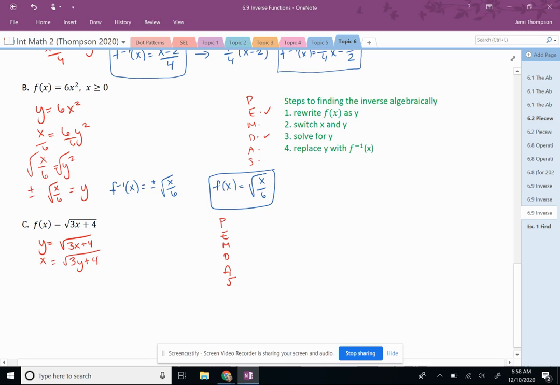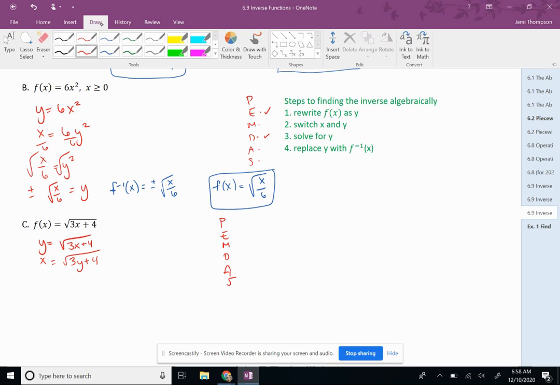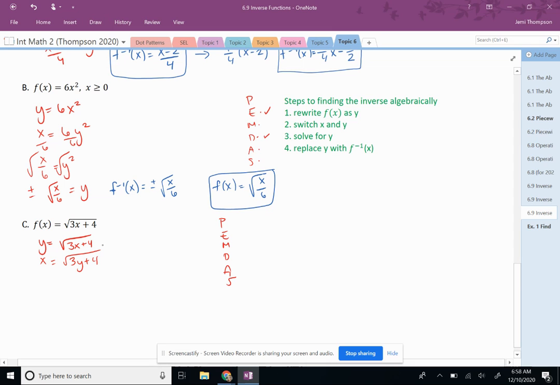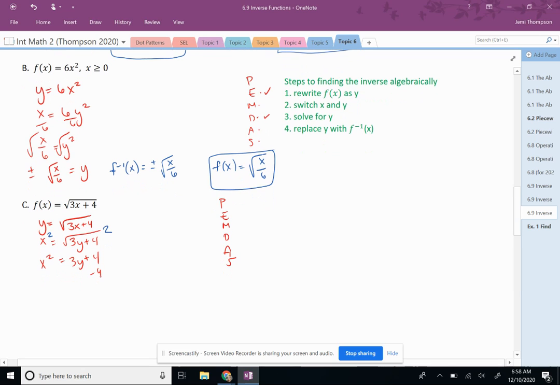So now when I'm doing my order of operations, it may be tempting to subtract 4 first, but I've got this square root over the whole thing, and it actually acts as a grouping symbol. So the first thing I need to do here is square both sides. And when I square the right-hand side, I get just 3y plus 4. Then I can subtract the 4, x squared minus 4, and to get y by itself, I divide by 3.